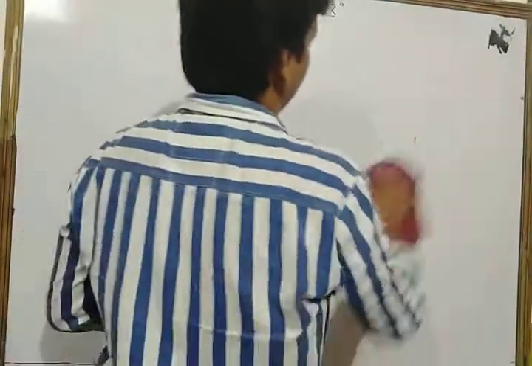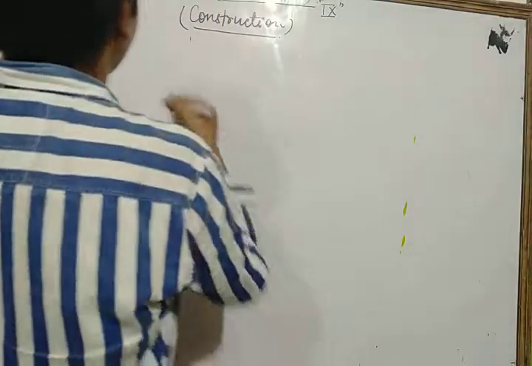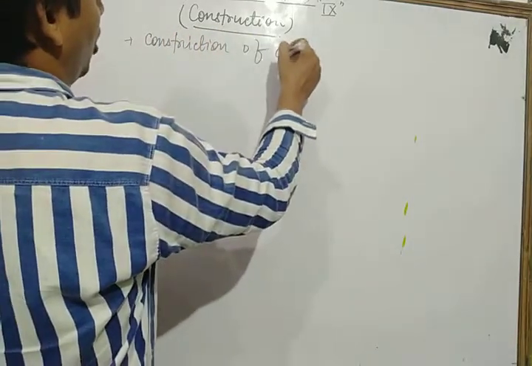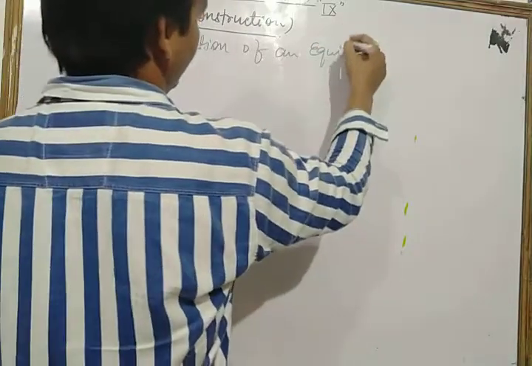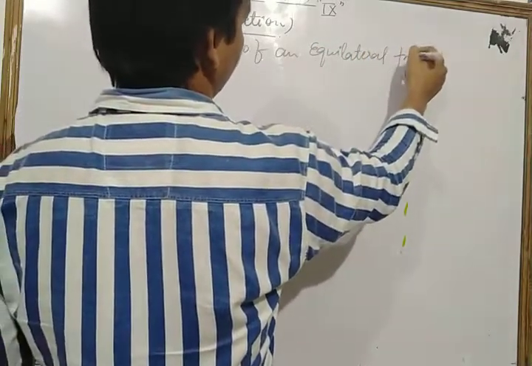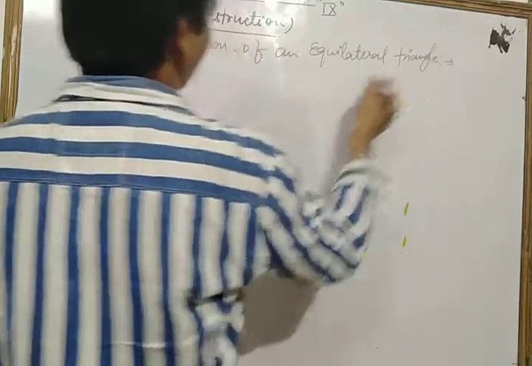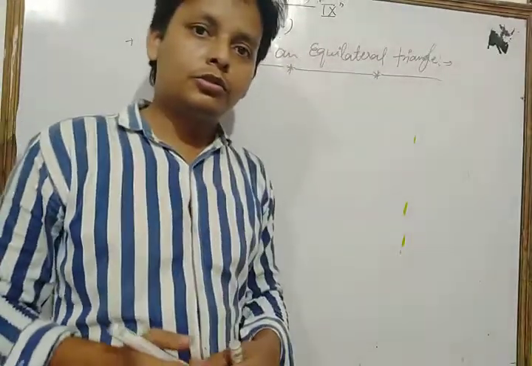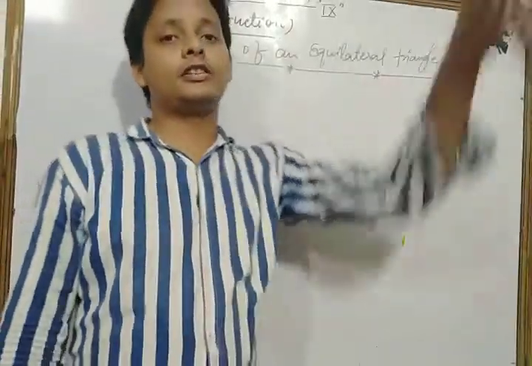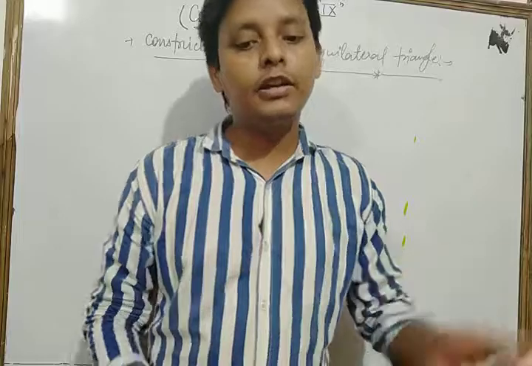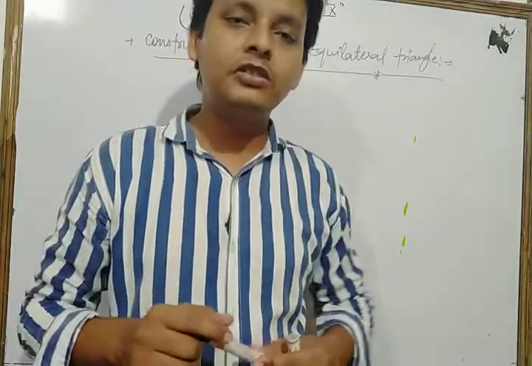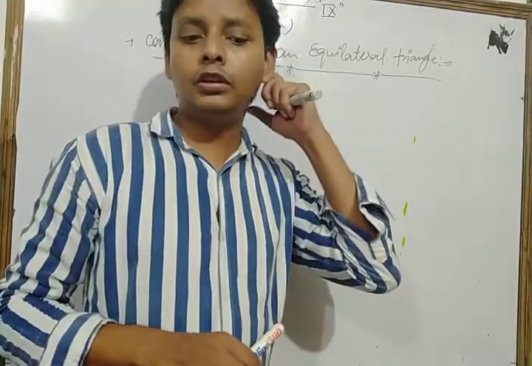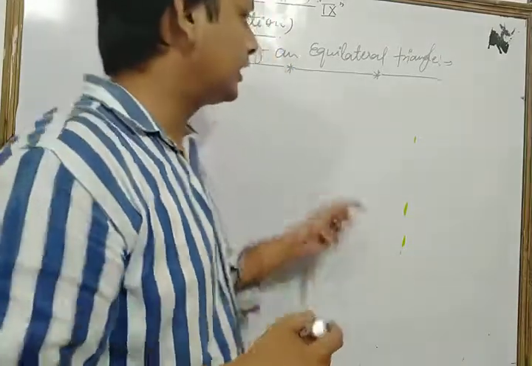In order to construct an equilateral triangle when the length of its side is given, first of all, dear students, we draw a ray.